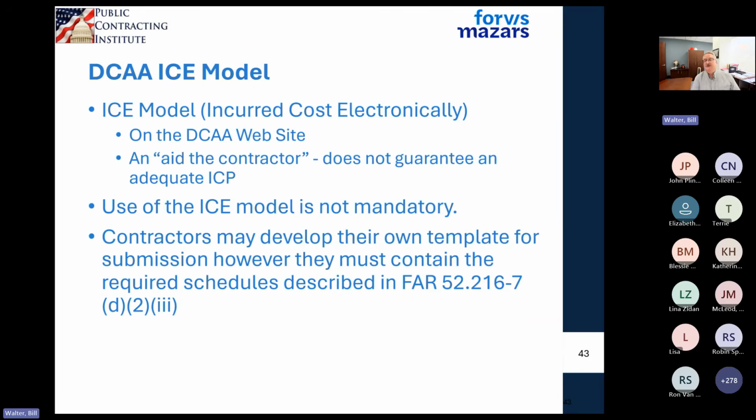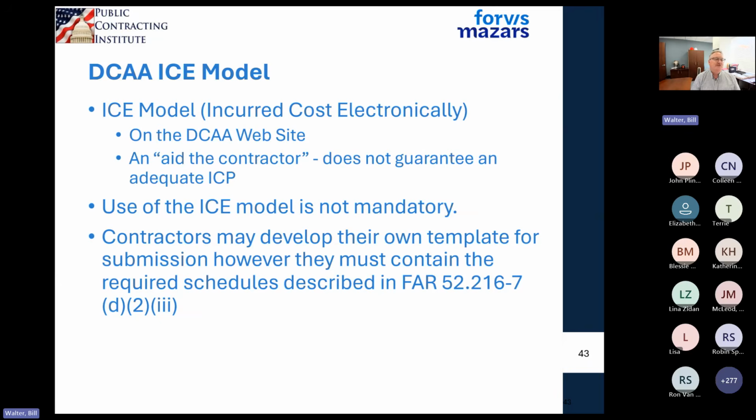Okay. The DCAA ICE model. This is something that DCAA has on their website. So if you go to www.dcaa.mil, when you take a look at it, DCAA will have their ICE model, incurred cost electronic. It's basically a big Excel spreadsheet.